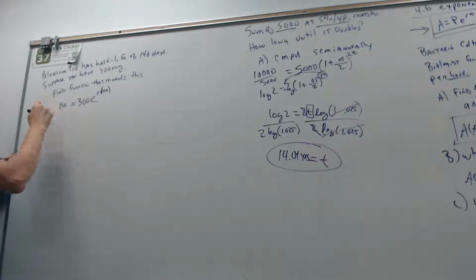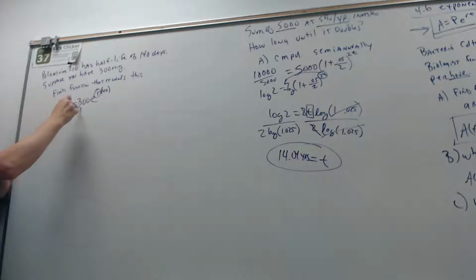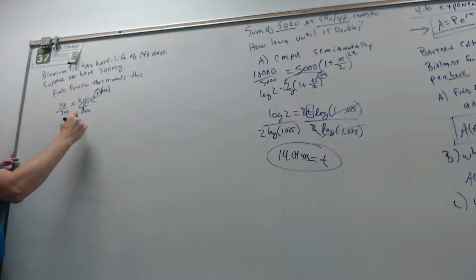We'll have 150 grams left. So we could actually solve for R, correct? Okay, how would you solve for R? Just take the ln, or I would divide by 300 actually. Divide by 300 first. And then this is going to be 0.5 equals e to the 140R, correct?